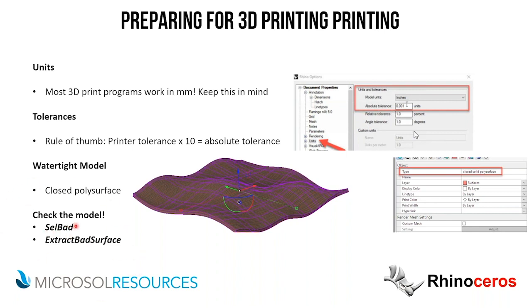These are two important functions to keep in mind when you are evaluating a model for 3D printing. Select bad will identify bad surfaces or objects, and then you can extract them, just like extract bad surface. Extract bad surface will identify and remove the bad surface from the polysurface for rebuilding. So once you've done all of that, you can rejoin the surfaces together, verify that it is a valid closed polysurface, and then you would look for the best orientation for export.